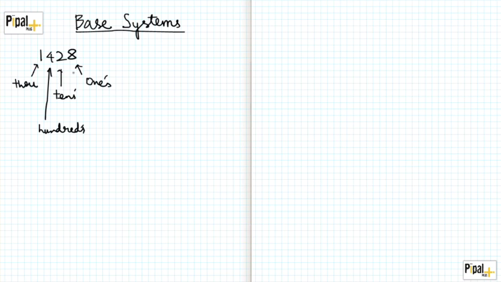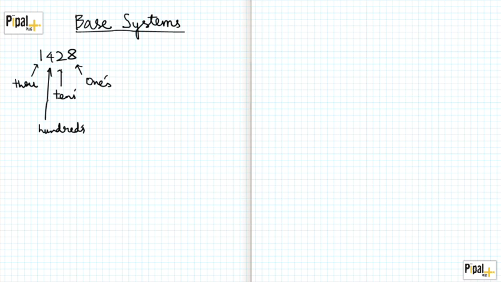The way we write numbers, let's say a number 1428. Now this number actually comprises 4 digits, 1, 4, 2, 8, where we say that 8 is in ones place, 2 is in tens place, 4 is in hundreds place, and 1 is in thousands place.